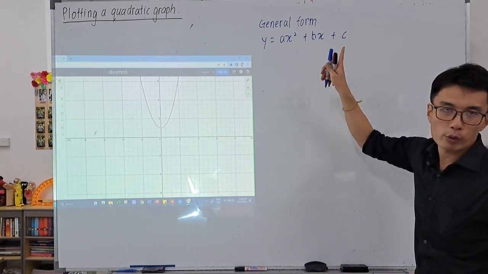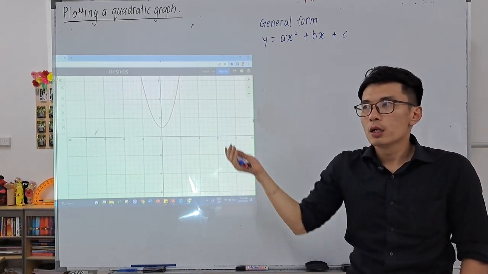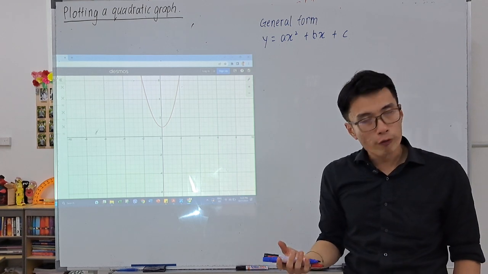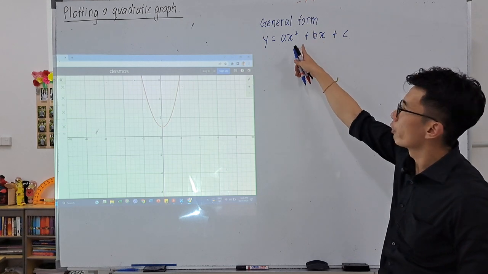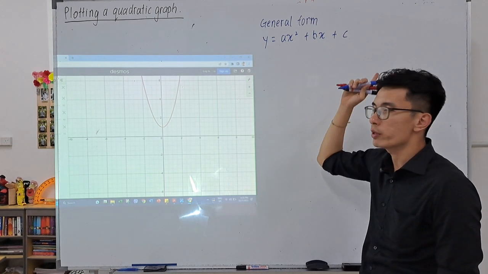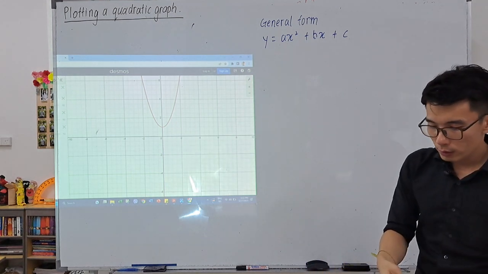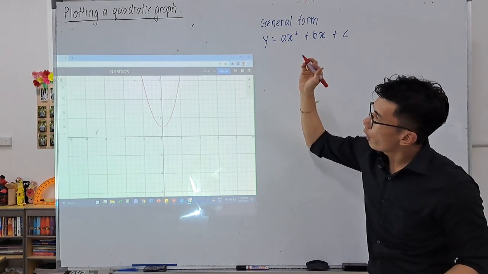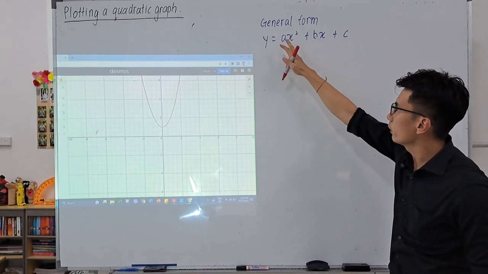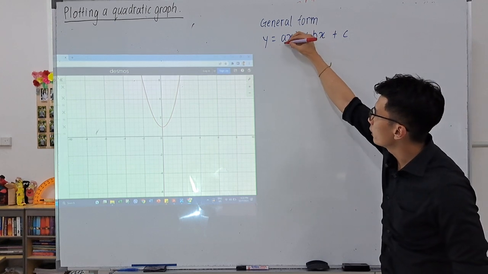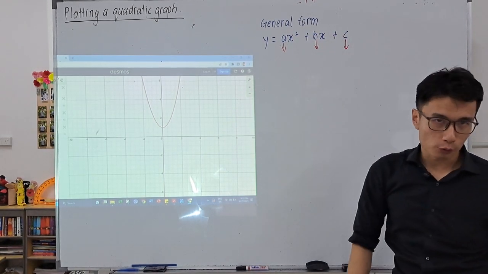Now, when you look at this equation, it might look very familiar to you because we have been using this equation in our factorization questions. We are factorizing quadratics, so this might look very familiar. And that is how we express a quadratic graph. Before I show you how to plot a quadratic graph, let's understand how the values of a, b, and c affect how the graph looks.